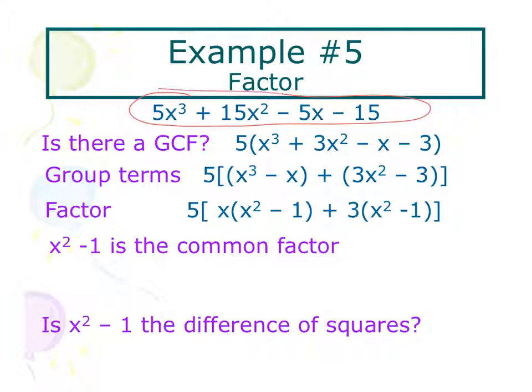Alright, so here's another problem. It's a big long one too. So first of all, as always, look for a GCF. And you'll notice that all three of these terms have a common factor of 5. So I divide 5 out of each term, and this is what's left over.